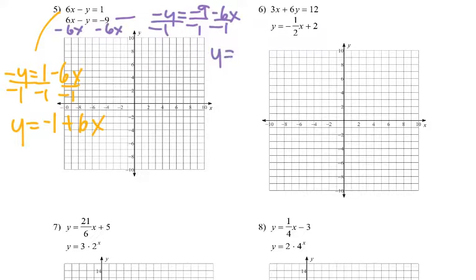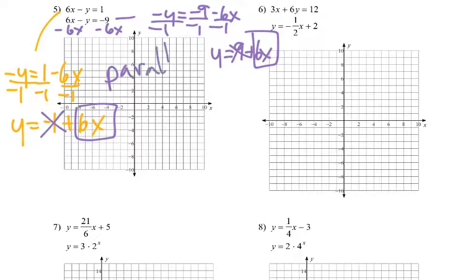We get y equals positive 9 plus 6x. Now, notice my slopes are the same. My y-intercepts are different. I don't need to graph that. Those are going to be parallel lines. So there's no solution. They're inconsistent.